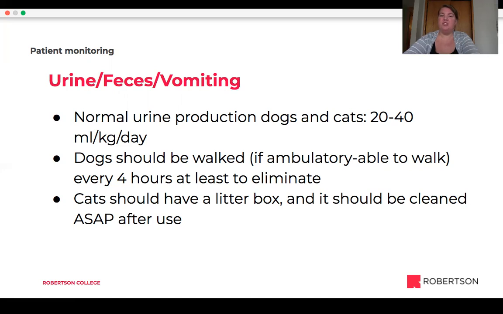So if we do have dogs that are able to walk and are allowed to walk, then we would like to take them outside at least every 4 hours to give them a chance to use the bathroom. Cats, we want to provide them with a litter box. And since they're sleeping right next to it, because they're tiny kennels, if you notice that litter box has been used, we need to clean it immediately so that they're not having to sit there with their soiled box.